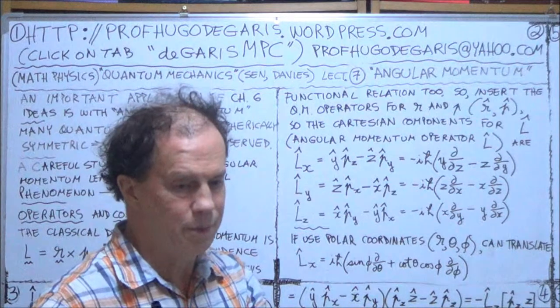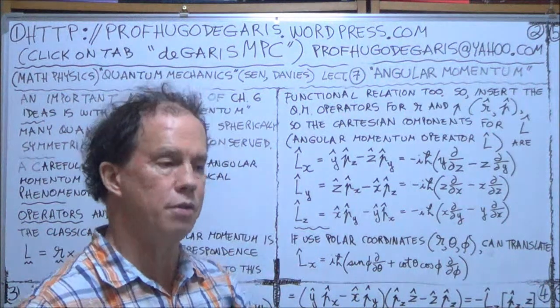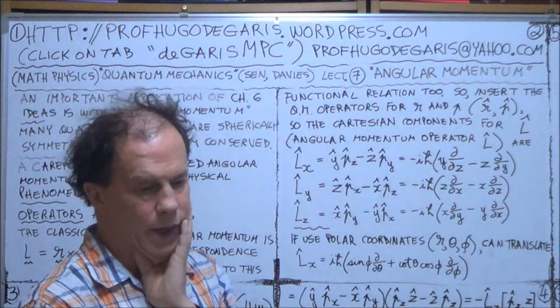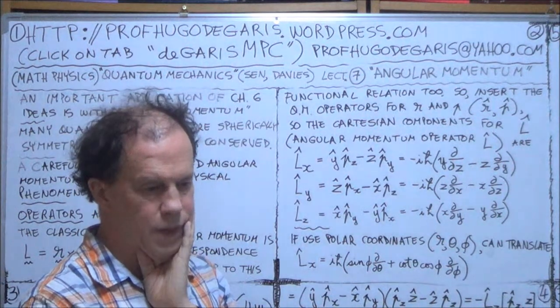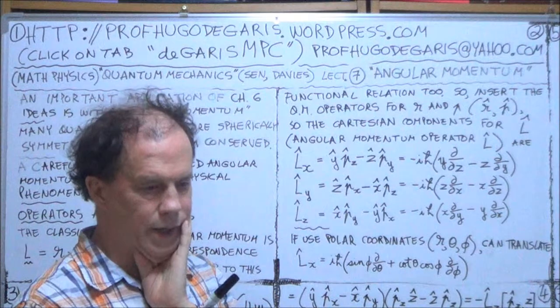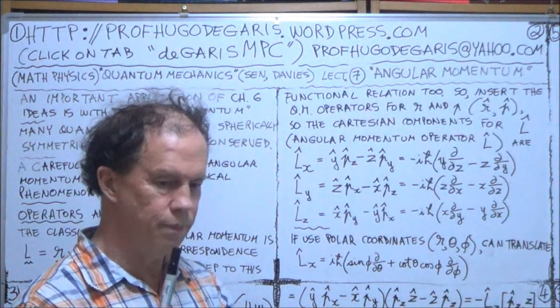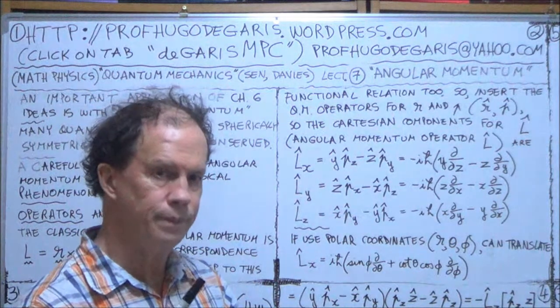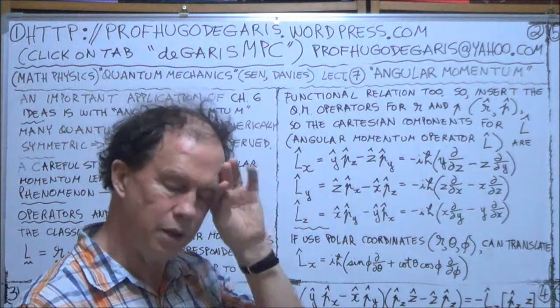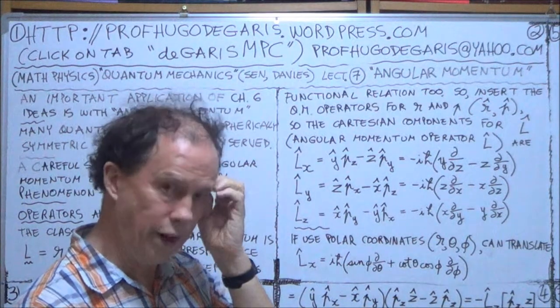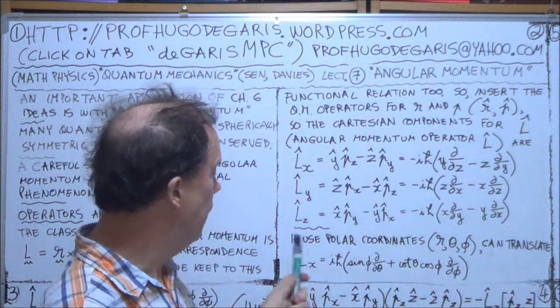Well, I'm assuming you've done vector calculus, so you would know how to do that. I mean, I'll give you one, for example. The z component is r cos theta, and the x and y are a bit more complicated. They involve angles, the theta and the phi, but I assume you know how to do that.